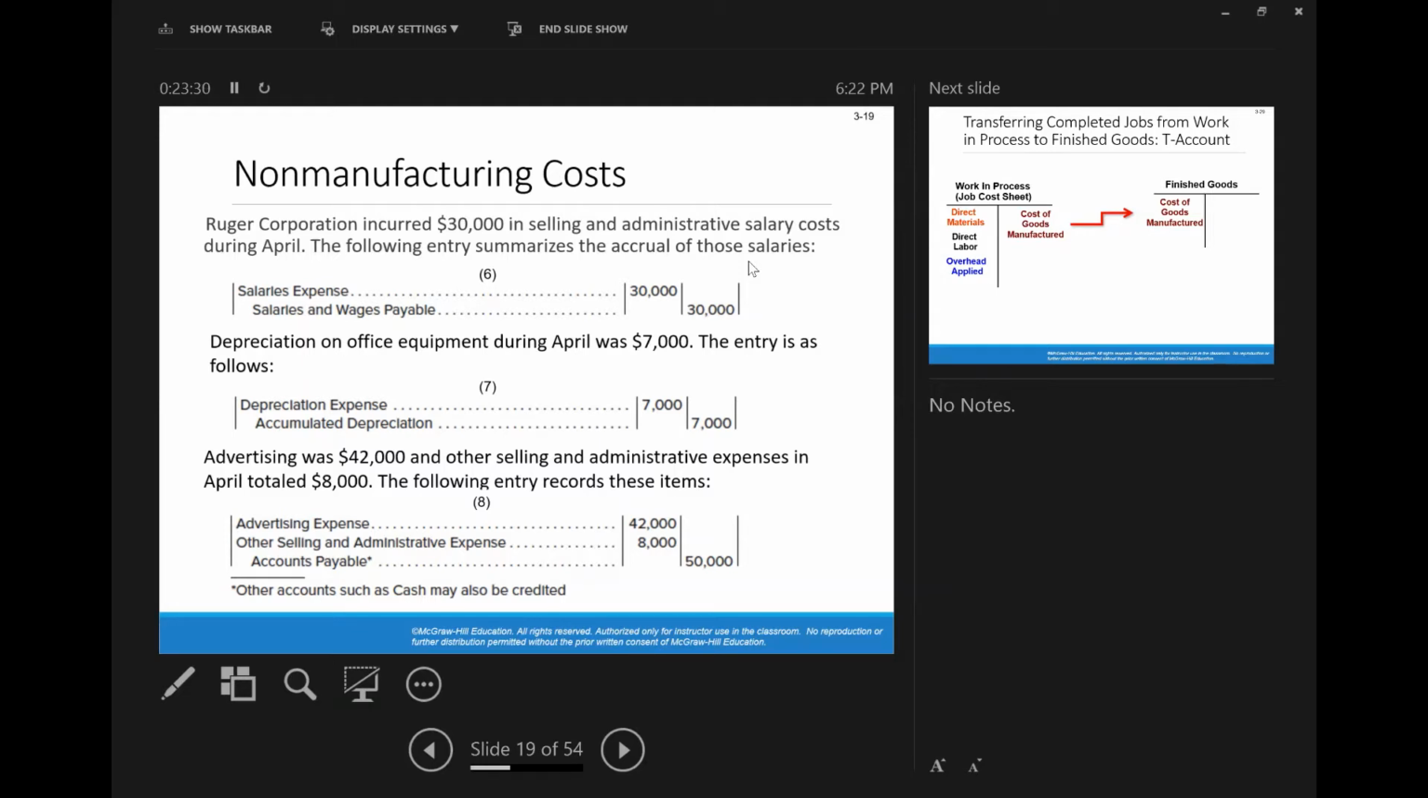So we're just doing a regular journal entry for an expense. Nothing fancy is happening here with the job. We're just doing the regular journal entry. Then we have depreciation on the office equipment. There was $7,000. So we have to set up our depreciation expense. Depreciation expense is going to be debited for $7,000, and then we use that contra asset account. It's just the offset to reduce the asset, but it doesn't go in the asset account.